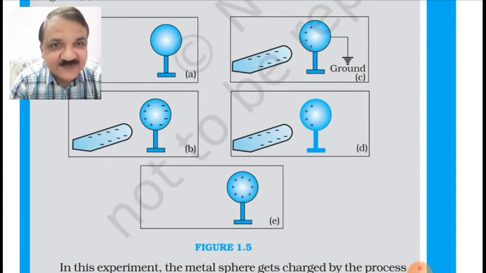You see in figure A, the metallic sphere is uncharged, while in figure E, this metallic sphere is positively charged. So in this figure 1.5, it has been explained how an uncharged body is being charged. So go through the example, and note it down.